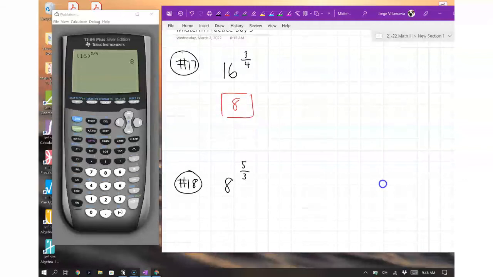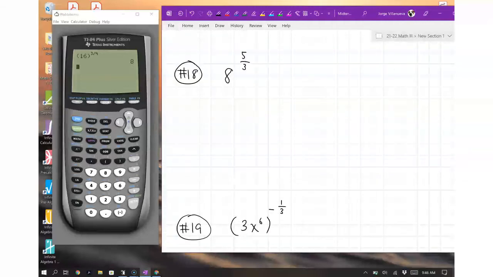Okay, number 18. So I'm just going to put 8 to the 5/3, and then hit enter. That's 32. And that's it. We're done.